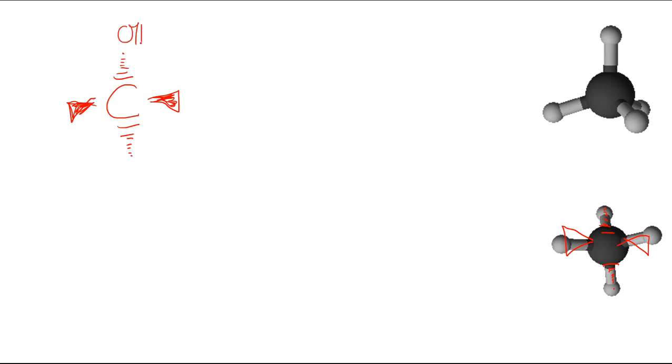So I'd have OH, CH3, CH2, CH3, and hydrogen. And when we want to draw the enantiomer, we just swap a pair. It can be any pair. So I'm just drawing my hash and my wedges.